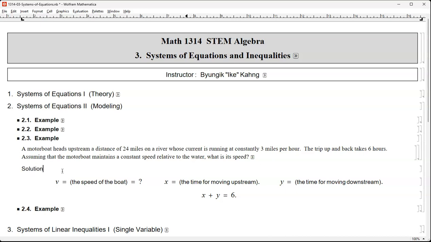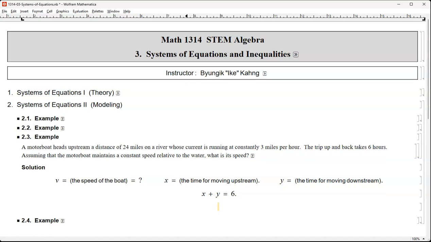Okay, all right. Now, what else do we have? Somehow we have to get v involved, right? Let's scrutinize the first equation. x plus y equals 6. That much is certain. Trip up and back takes 6 hours. And then x and y should not be the same. x should take longer because on the trip up, we are moving slower. Trip down, you are moving faster. And how are they related to the distance of 24 miles? Any idea?